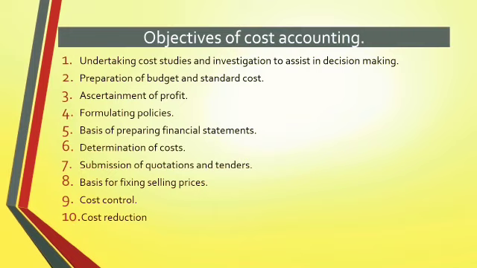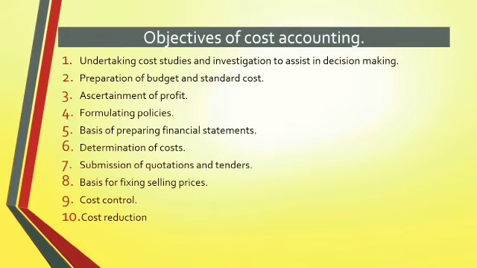The third one is ascertainment of profit. We all know the meaning of ascertainment. Cost accounting helps in tracking and ascertaining profitability of the product by preparing profit and loss account and balance sheet periodically. The determination of profitability of each product, process, department, etc. is the important object of costing.